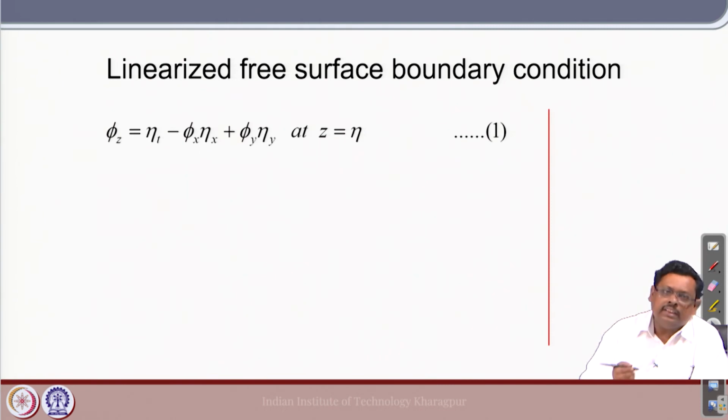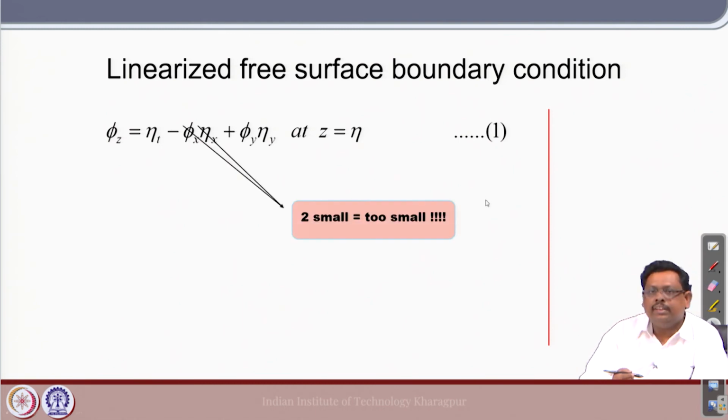Okay. Now, this is your nonlinear free surface boundary condition. Here you can see we have nonlinear terms such as phi x eta x, this one, and phi y eta y. So, we need to drop these to get a linearized free surface condition. So, what is the approximation?